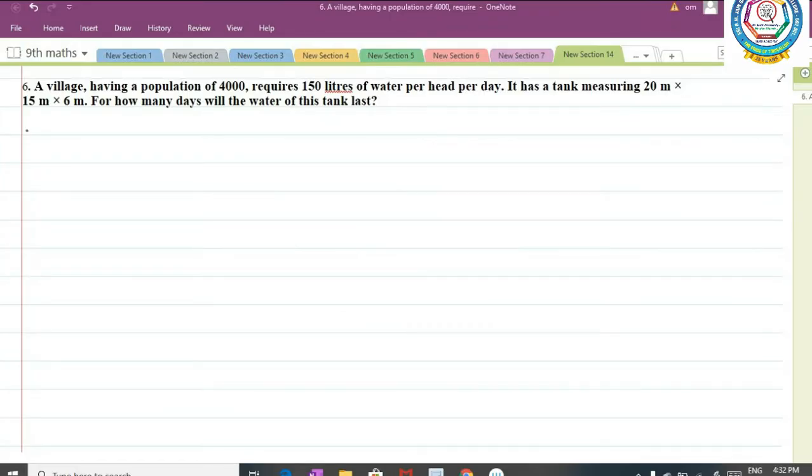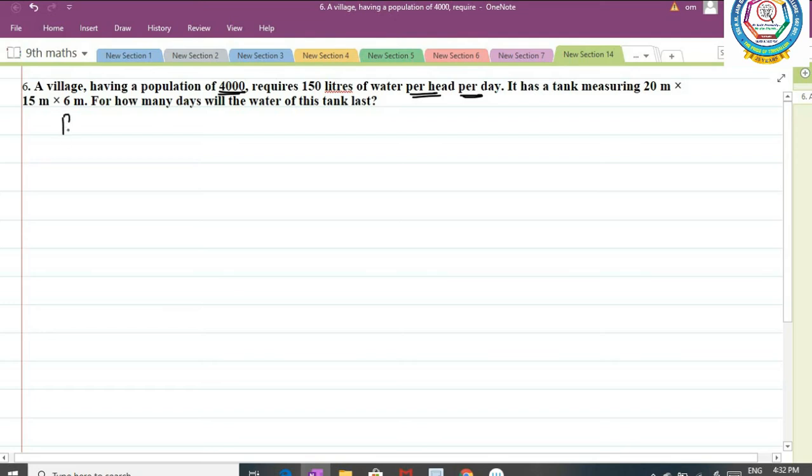Sum number 6. A village having a population of 4,000 requires 150 liters of water per day per head. It has a tank measuring 20 meter, 15 meter, 6 meter. For how many days will the water of this tank last? So what is the population of this village? 4,000. What is the requirement of water per head per day? 150.